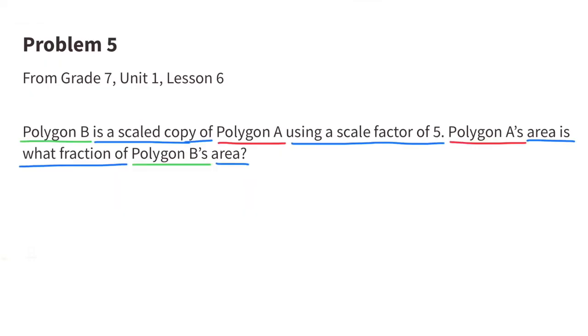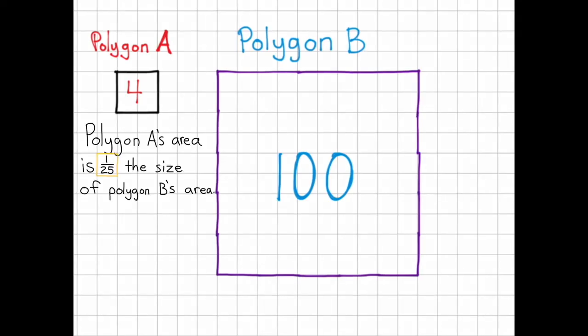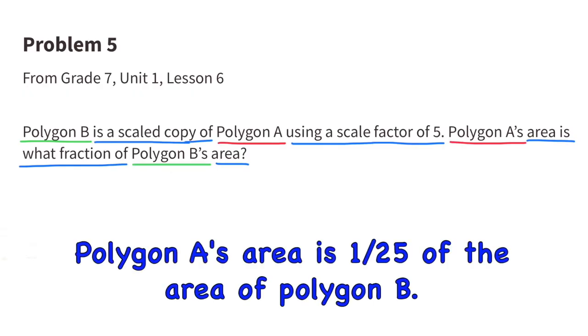Number 5. Polygon B is a scaled copy of polygon A using a scale factor of 5. Polygon A's area is what fraction of polygon B's area? I've illustrated an example of polygon A that has an area of 4 units and of polygon B that has an area of 100 units. A side length of polygon A is 2 units and the side length of polygon B is 5 times that, or 10 units. Since 4 times 25 equals 100, polygon A's area is 1/25 the size of polygon B's area. Polygon A's area is 1/25 of the area of polygon B.